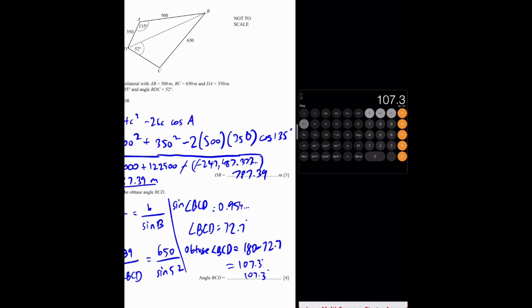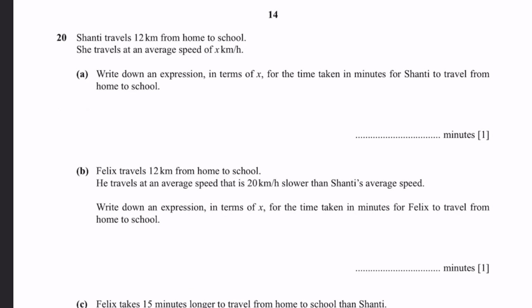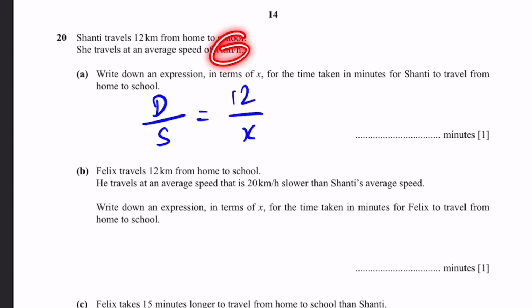That's our answer. Now we can go to question 20. Shanti travels 12 kilometers from home to school. She travels at an average speed of x kilometers per hour. A. Write down an expression in terms of x for the time taken in minutes for Shanti to travel from home to school. So the time is going to be distance over speed, which is equal to 12 over x. But notice that this is in hours. So you multiply by 60 to get the time in minutes, which is going to be 720 over x.